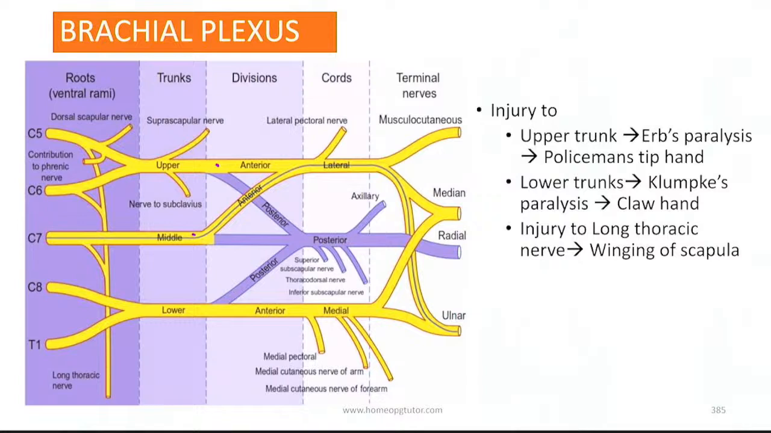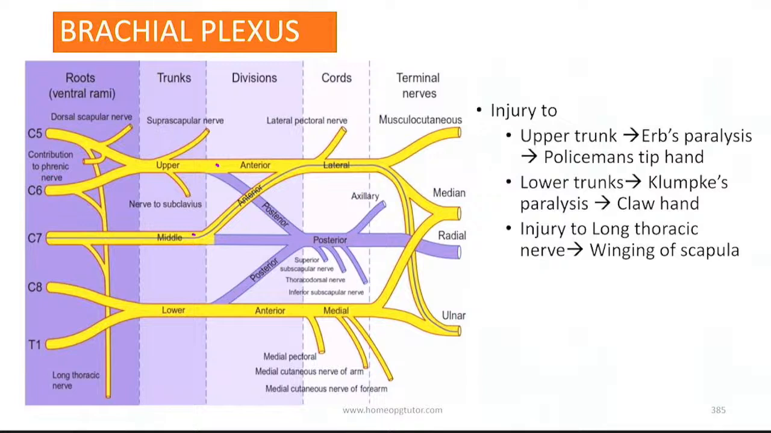Now, moving on to the trunks. Only the upper trunk gives off branches. Which are they? The suprascapular nerve and the nerve to subclavius. What does the upper trunk consist of? It is the combination of C5 and C6. So if the question comes, what is the root value of the suprascapular nerve, it should be C5, C6. What is the root value of the nerve to subclavius? It's again C5 and C6. Now, the divisions do not give any branches.